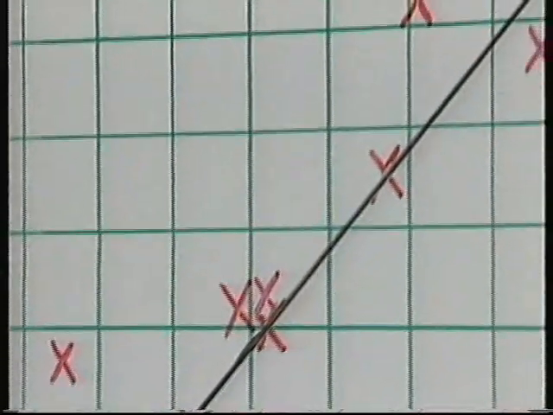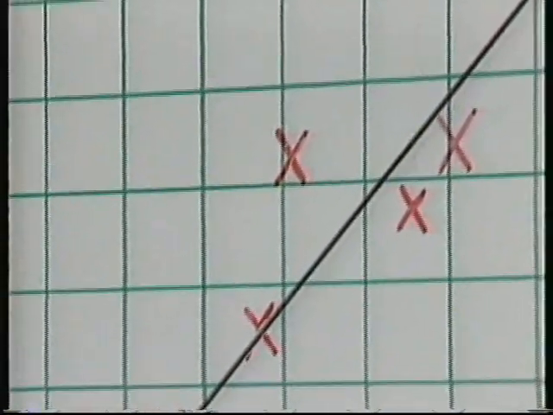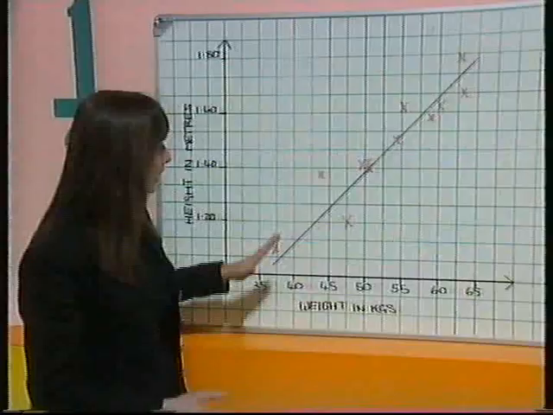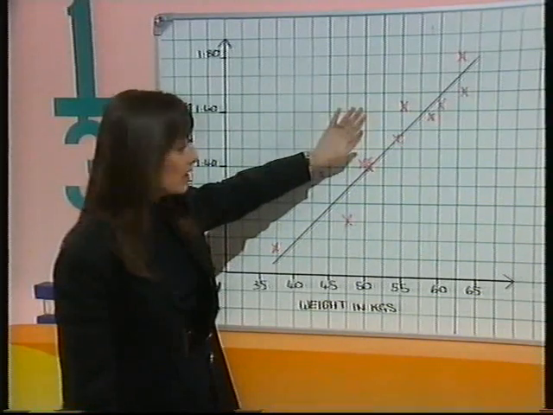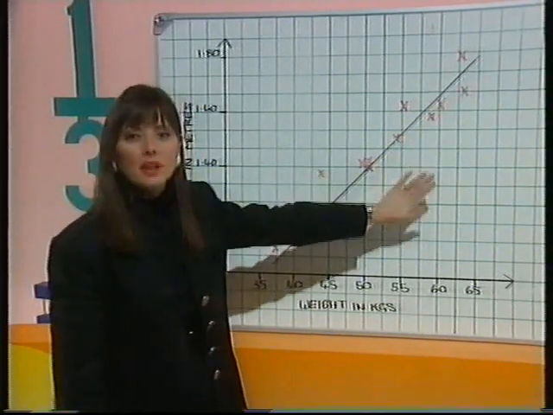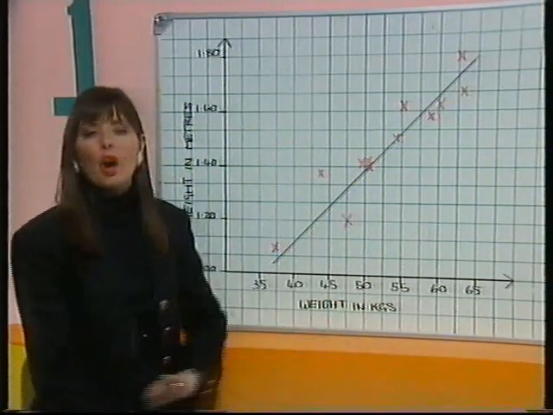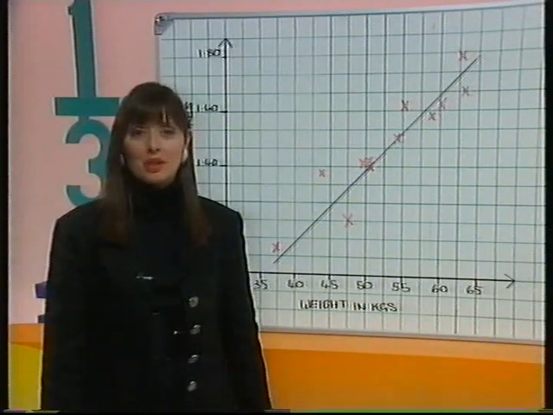Now, to draw a line of best fit, get a long transparent ruler and put it over the crosses. Using your judgment, line up the ruler so that roughly half of the crosses are above it and half of the crosses below. If there are any which are obviously miles out, then just ignore them.